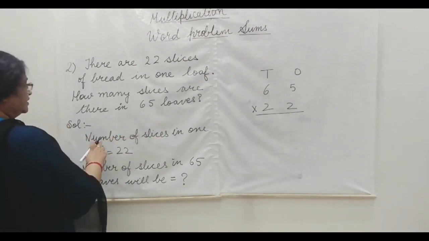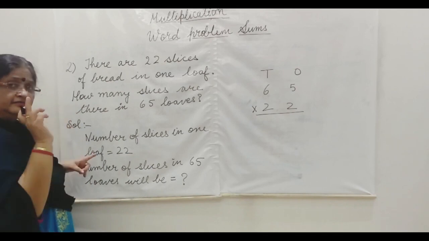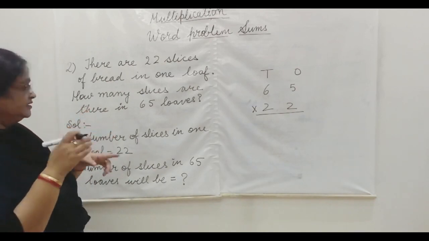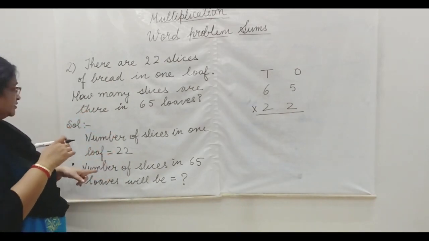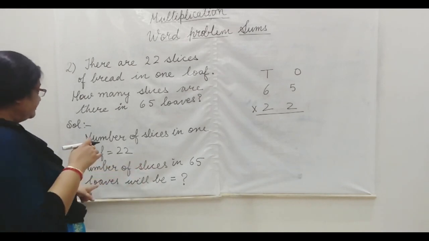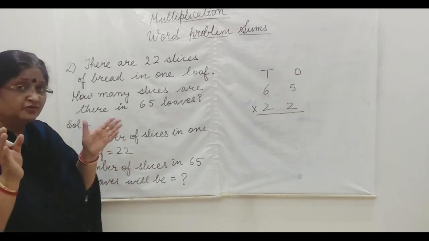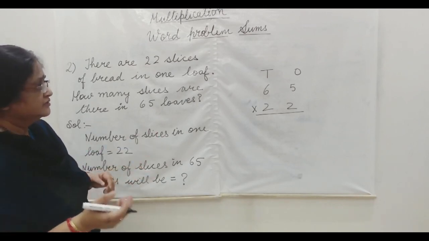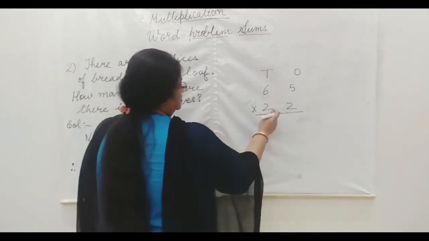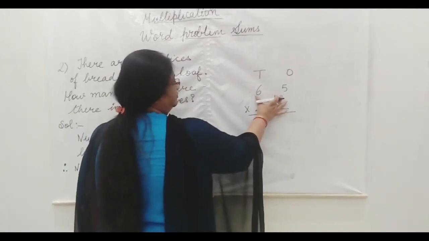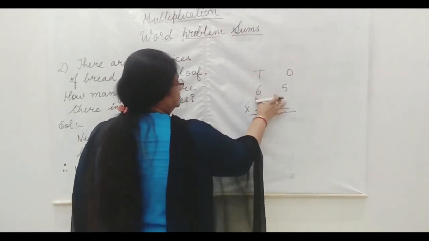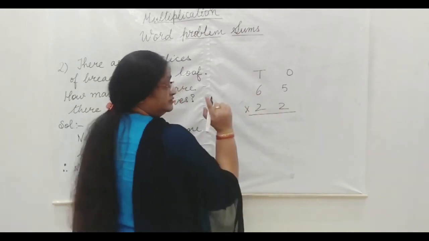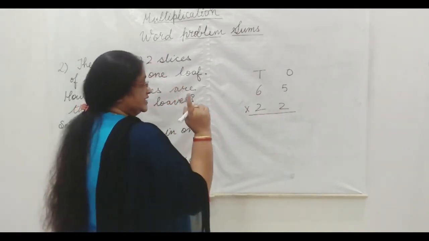Let's see. Number of slices in one loaf, means in one bread, is equal to 22. So the number of slices in 65 loaves, means in 65 packets of bread, it will be how many? We don't know. Let's find out. Now, 65 is the number of packets of bread we have, and there were 22 slices in one bread packet.